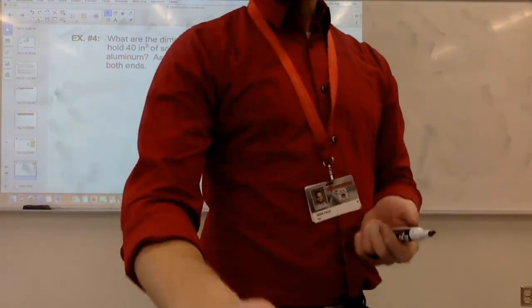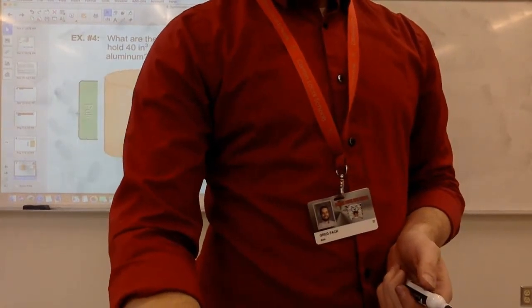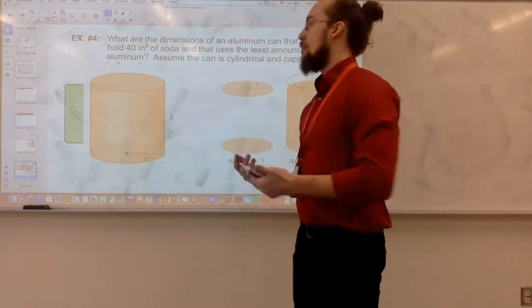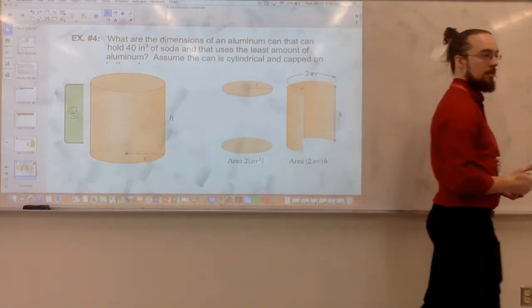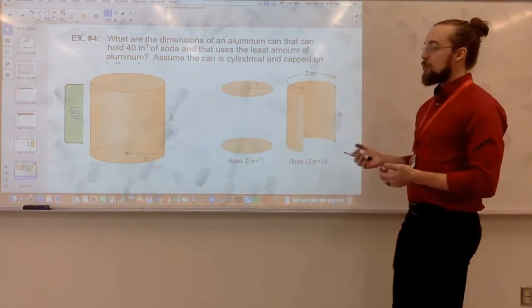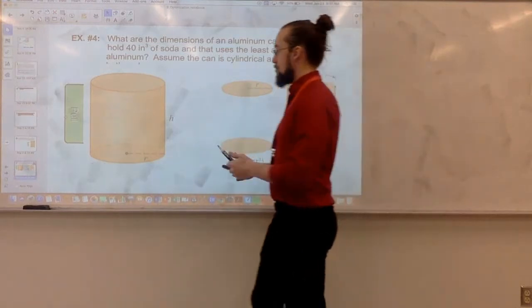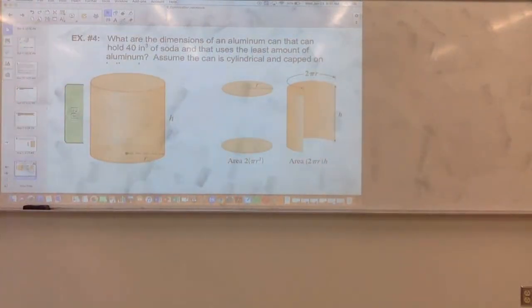So we want to use the least amount of aluminum. What that means is I want to minimize the surface area. Okay, if I want to use the least amount of material, what I'm trying to do is minimize surface area. Okay, so this is our picture, right? This is our cylinder. And I want to minimize the surface area of the cylinder.